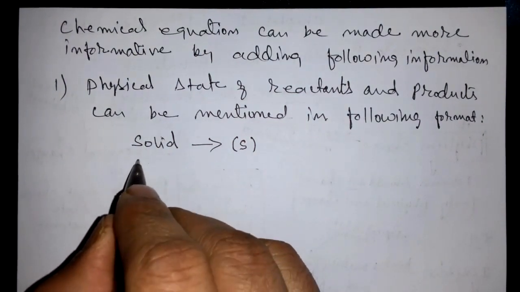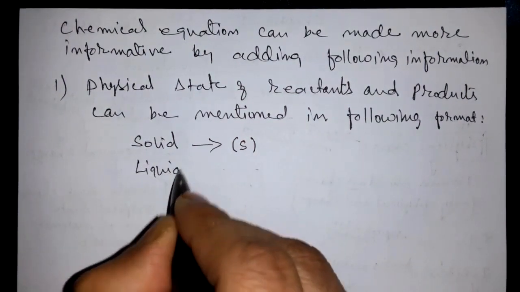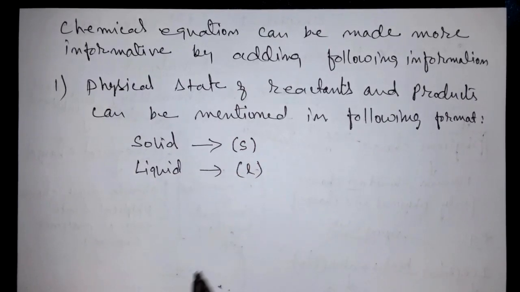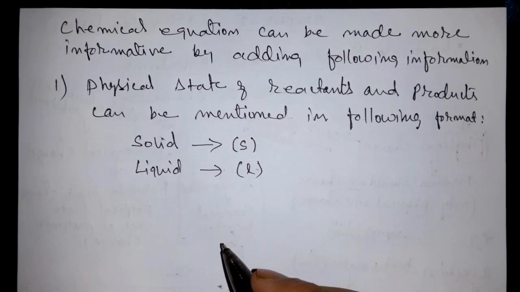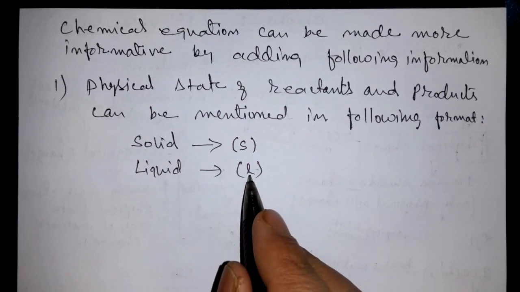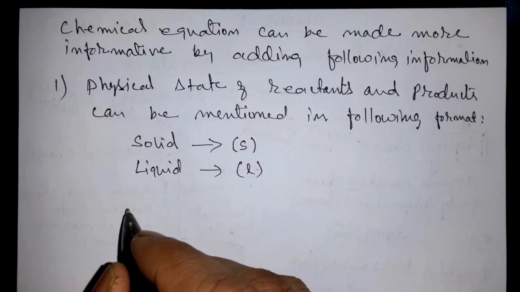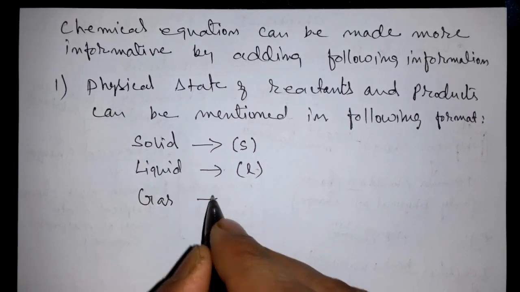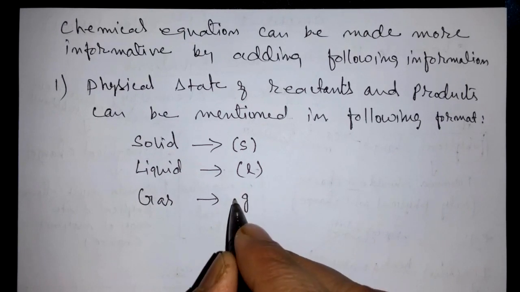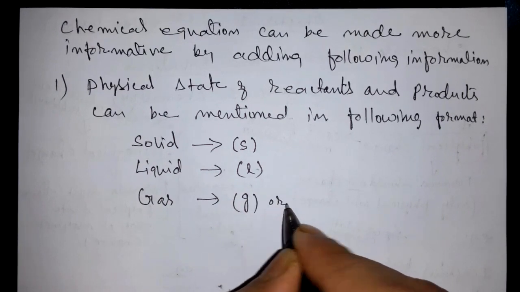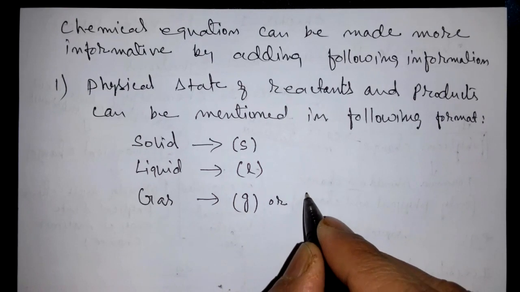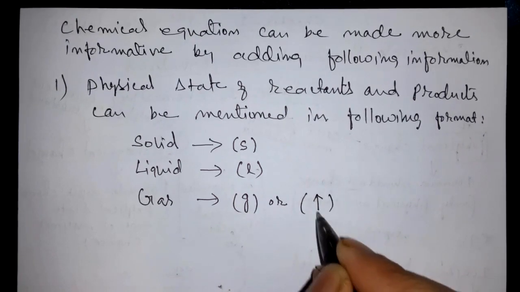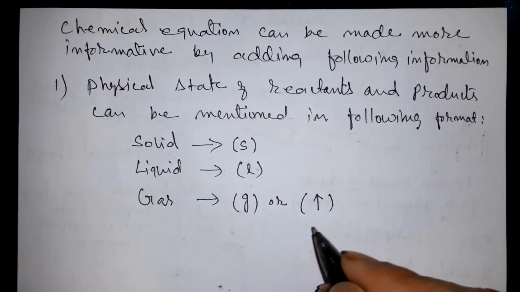Similarly, if it is liquid, then in bracket we can write small l, that represents that substance, that reactant or product, is in liquid state. Similarly, for gas, we have two options. We can write g, but sometimes we put an upward arrow. So the upward arrow also means gas.